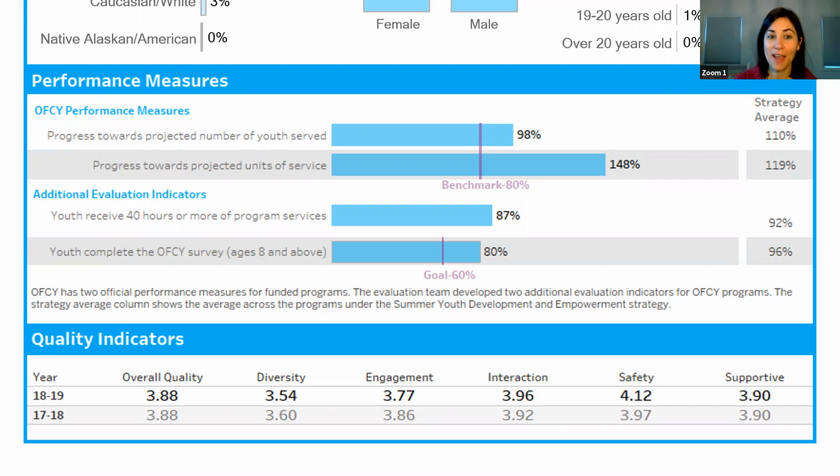And now looking at the very bottom of the page, we have our program quality scores, which are determined by the results of the participant survey. You will see a score for each dimension of quality that we look at for the OFCY evaluation. These quality dimensions were identified in collaboration with OFCY grantees in the past. On the 3rd and 4th pages of this profile, you will find the survey results for each specific question that map to these quality indicators.